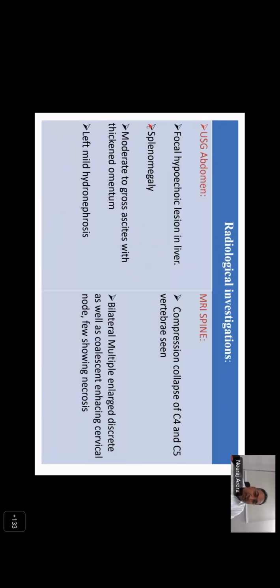And on radiological investigations, we found there were hypoechoic lesions in the liver, splenomegaly, and left mild hydronephrosis, and on the MRI spine, there was compression of C4 and C5 vertebrae. There were bilateral multiple enlarged discrete enhancing cervical nodes, some showing necrosis.